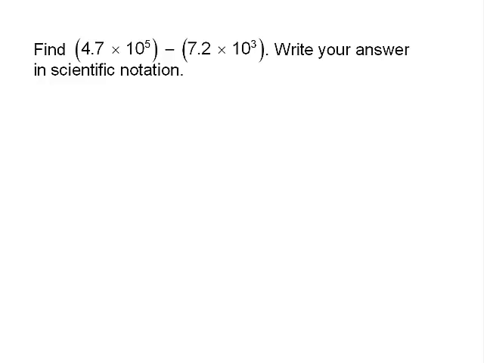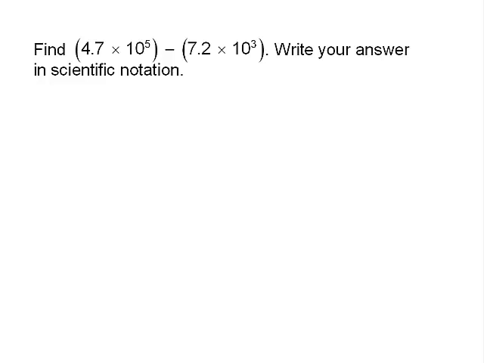Find 4 and 7/10 times 10 to the 5th minus 7 and 2/10 times 10 to the 3rd. Write your answer in scientific notation. Notice that the two numbers have different powers of 10, 10 to the 5th and 10 to the 3rd.